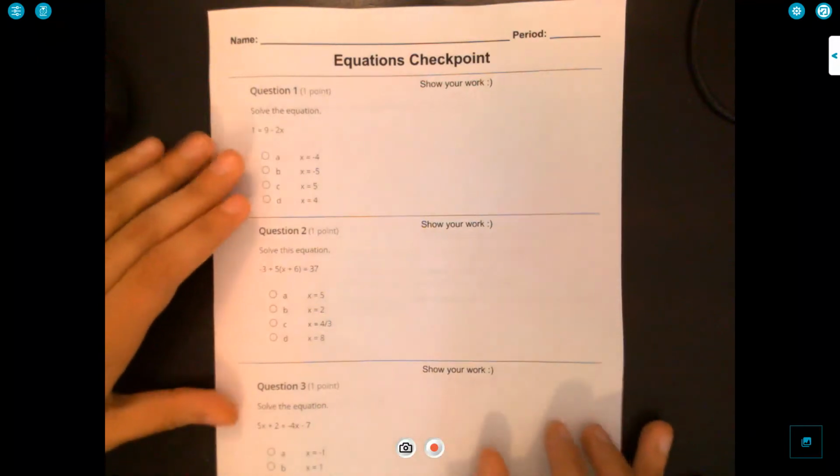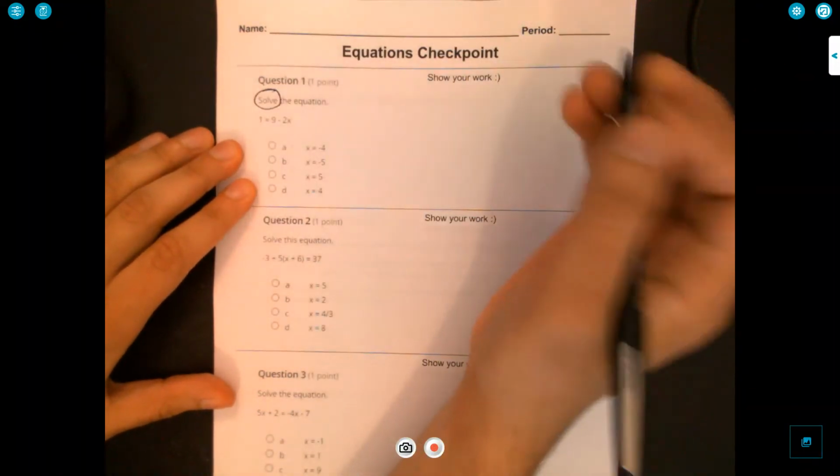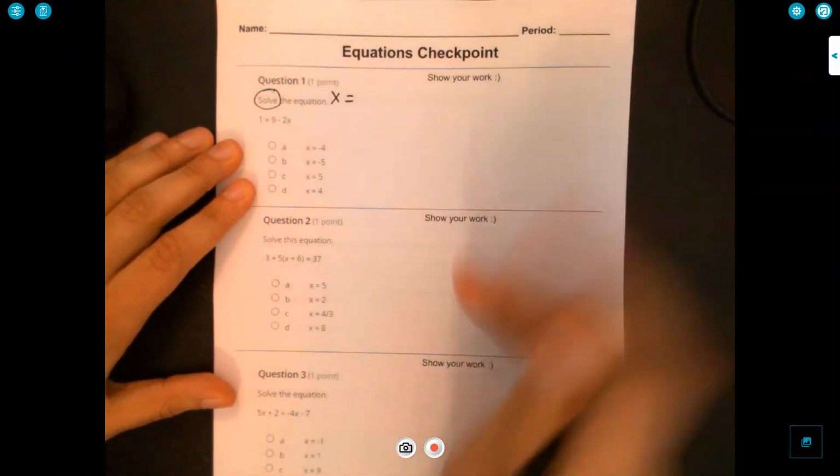So this video is going to be over the equations checkpoint. So question 1 says solve the equation. So we have the word solve, so that means we are going to solve for whatever x equals.